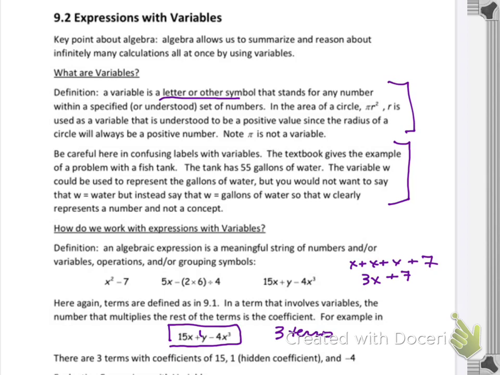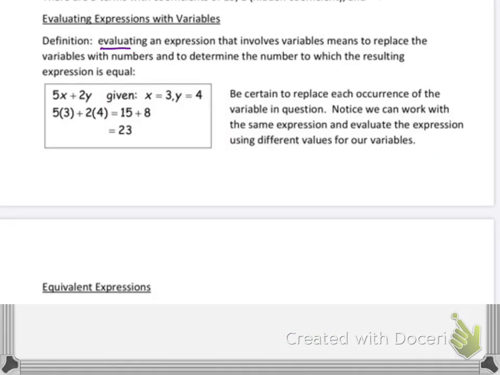Okay, evaluating an expression is an important thing to understand. It means that when they give you the value for the variable, you plug it in and get the numerical answer to either the expression or equation. So in this case, it was an expression, 5x plus 2y. Wherever I have an x, I'm going to put in a 3. Wherever I have a y, I'm going to put in a 4. And that's going to now give me something, it equals something. So I'm going to make an expression into an equation once I introduce that equal sign. And the sum ends up being 23.